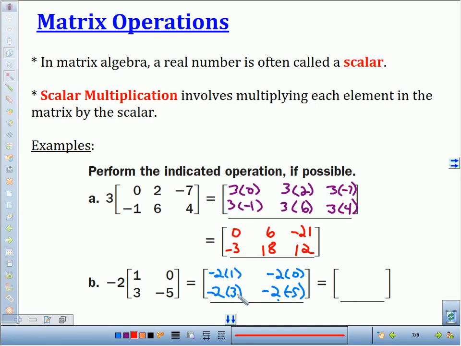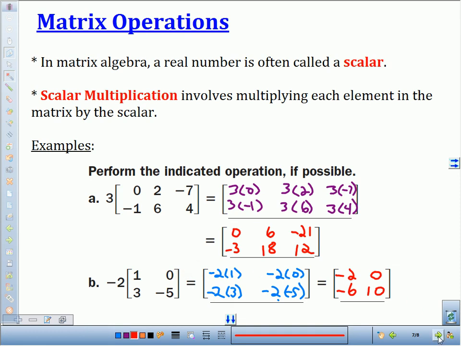So negative 2 times 1 is negative 2. Negative 2 times 0 is 0. Negative 2 times 3, negative 6. And negative 2 times negative 5 is positive 10. This matrix is the result of the scalar multiplication on my original matrix.